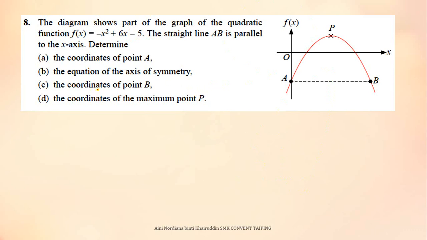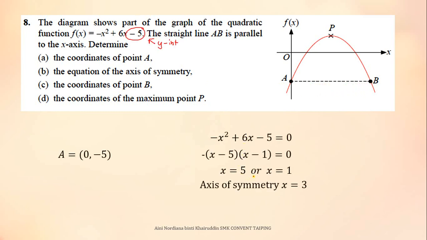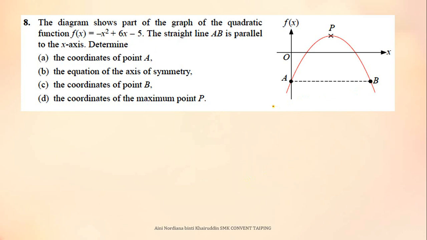For question C, the coordinates of point B. Point B here, since the roots just now we get 5 and 1. So the coordinate of B here is 6, negative 5.